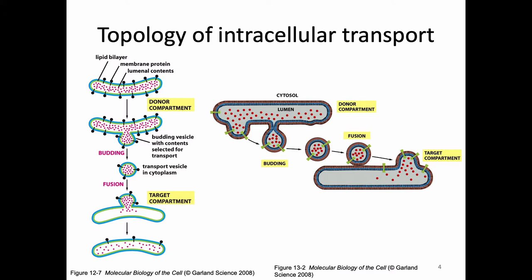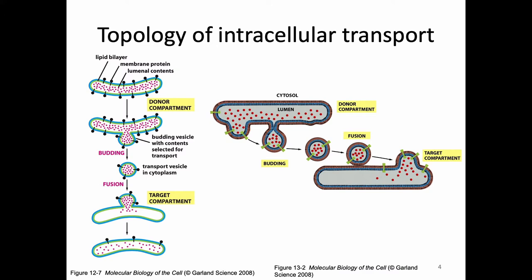The reason why this is important is that this means it's really key how we put stuff in the ER in the first place. It's really key, for example, that if we have a way that we want our protein to end up on our donor or target compartment, that we arrange it in the right way in the ER in the first place.